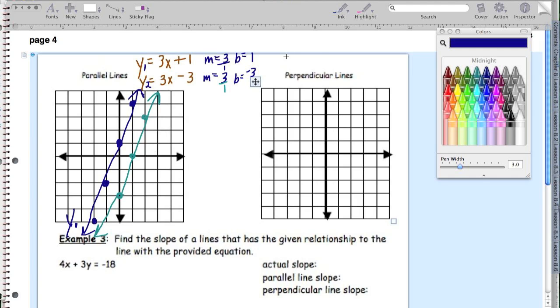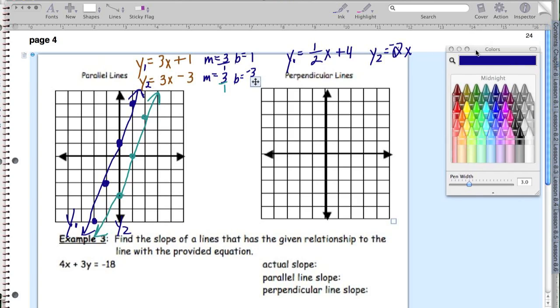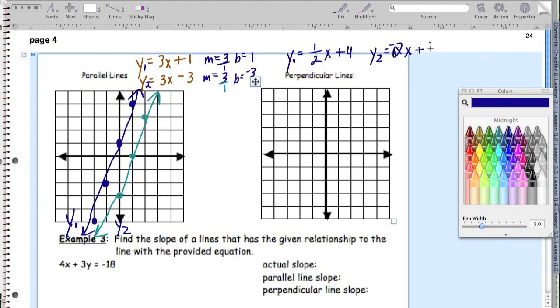Now let's take a look at some perpendicular lines. How about y equals 1/2 x plus 4. That's going to be our y1. Oh yeah, I should have labeled that y2. And then our y2 is going to be y equals negative 2x plus 1.